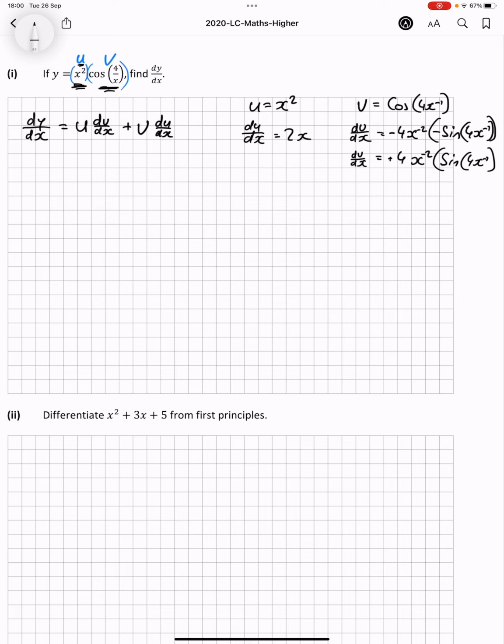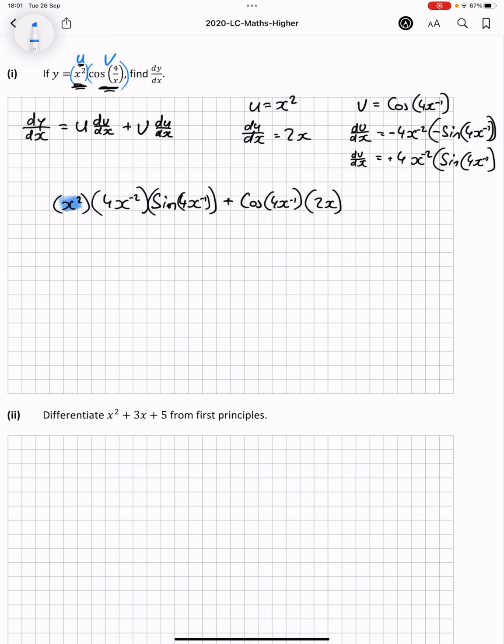Practice will improve your differentiation. And then just write it. So u is x squared times by dv dx, that big long one, so it's 4x to the power of minus 2 times by sine 4x to the power of minus 1, plus v is cos 4x to the power of minus 1 times by du dx, which is just 2x. That's kind of it. That's it really done.